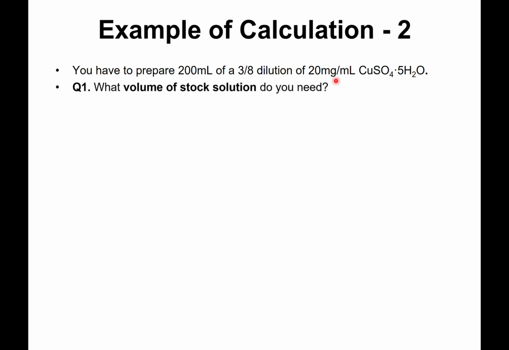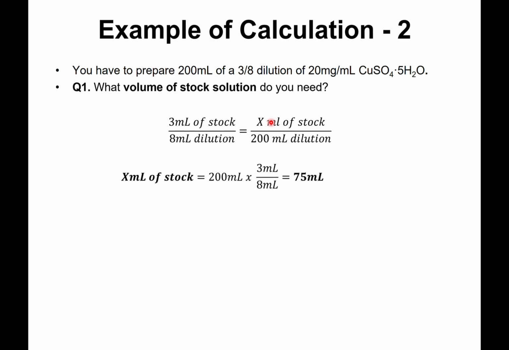So the first question is, what volume of stock would you need, right? We have already done this part before, but what the dilution factor tells you is that if you have to prepare an 8 milliliter dilution, you will need 3 milliliters. So how much would you need for 200? Write down this reasoning. If you need 3 milliliters of stock to prepare 8 milliliters of dilution, how much would you need of stock to prepare 200? These ratios should be the same. So if you resolve this, you will figure out that the volume of stock that you need is 75 milliliters.